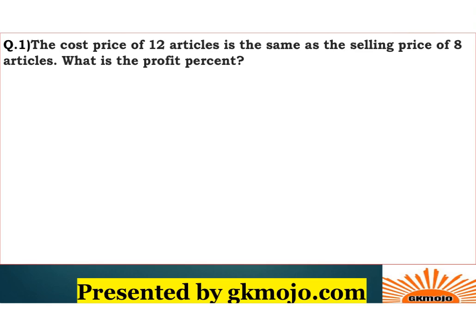Just have a look at what I'm doing over here, and this would be the easiest method that you would have encountered. Alright, so cost price of 12 articles is equal to selling price of 8 articles, right?